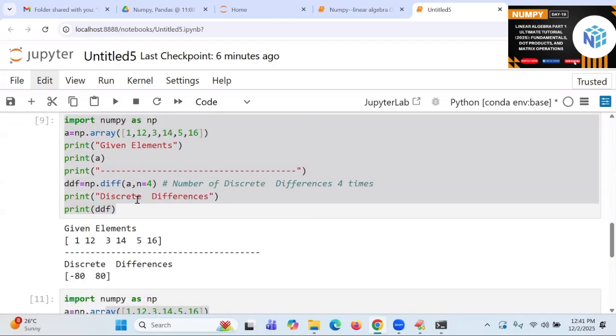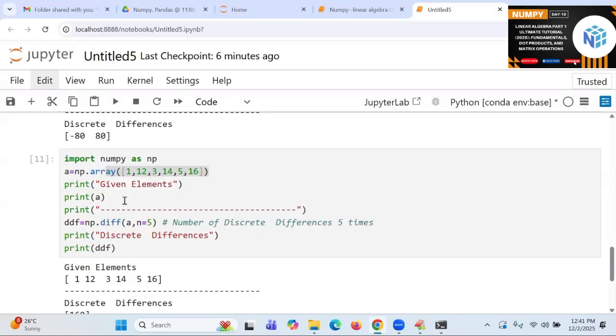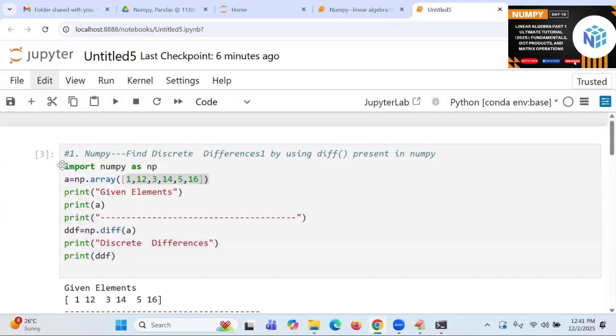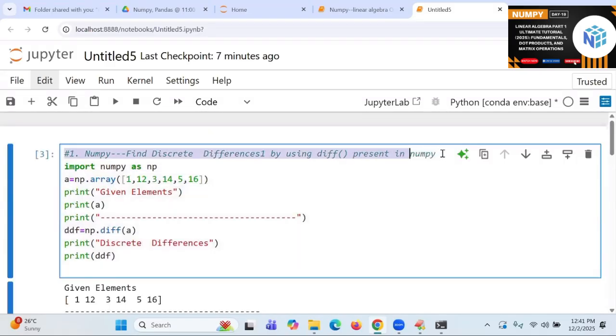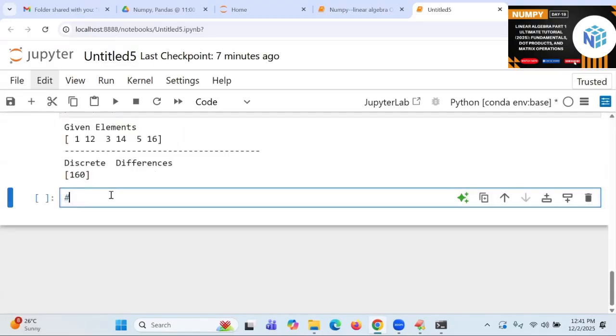Next, I'm going to enter one more thing I want to go for. So what are the next values we need to take? 2D. Discrete differences on 2D. Let's go. I will take discrete differences on 2D. This is 2D.